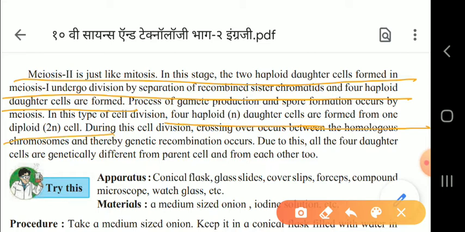During this cell division, the crossing over occurs between the homologous chromosome. Homologous means in appearance they are same. That is why we call them as homologous. And this way the genetic recombination occurs. That means from mother and father the recombination of genetic material occurs. Due to this, all the 4 daughter cells are genetically different from the parent cell as well as from each other also.